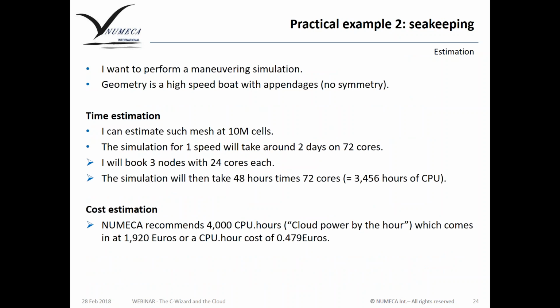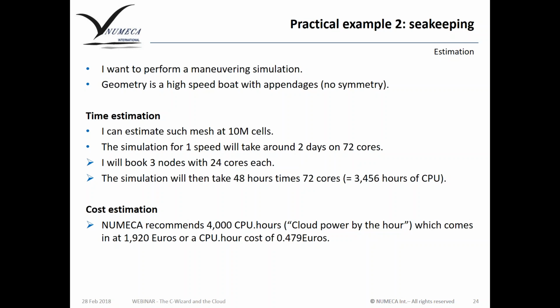Here is a second example. Now I want to perform a maneuvering simulation. This maneuvering simulation is a zigzag simulation for a high-speed boat, including appendages. So here there is absolutely no symmetry of the configuration, and I need to simulate both sides, and it will take quite some time because it's an unsteady simulation. I can estimate such a mesh at 10 million cells. The simulation for only one speed will take around 2 days on 72 cores.